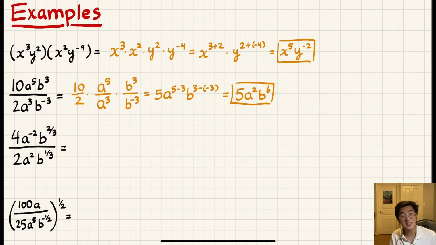Right? So again, pretty satisfying, isn't it? We're going from a pretty big fraction into just something like, oh, it's just 5 times a squared times b to the power of 6.